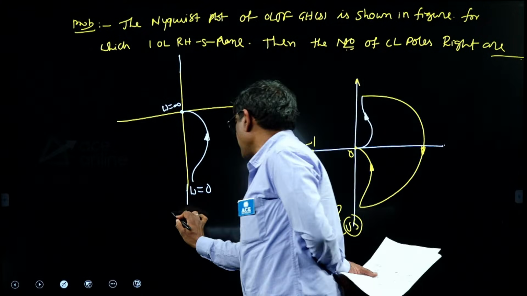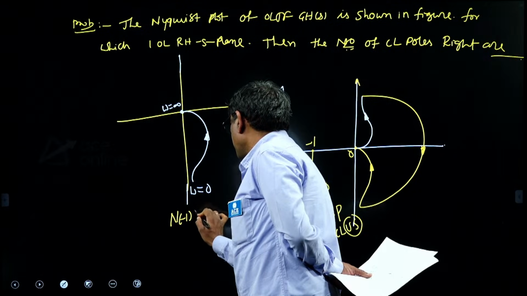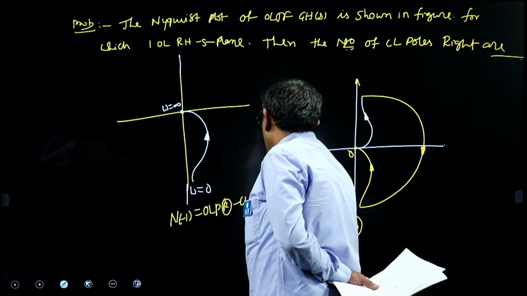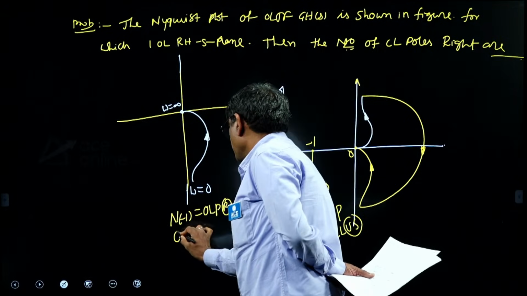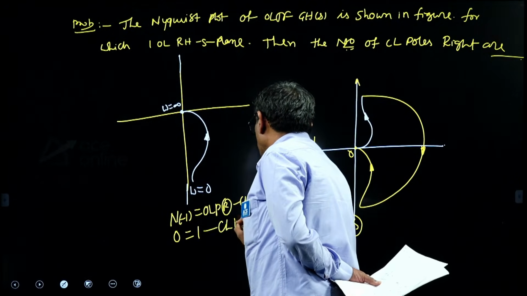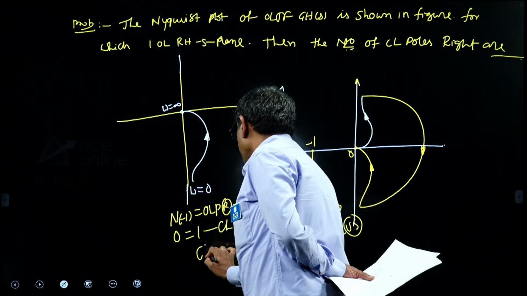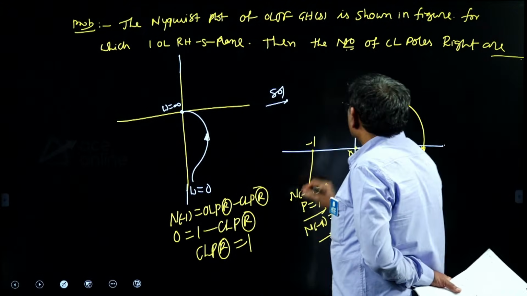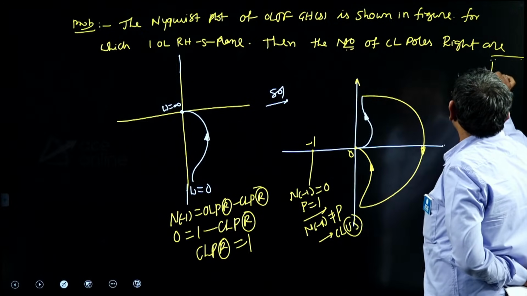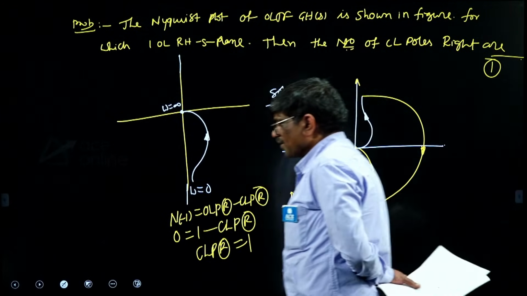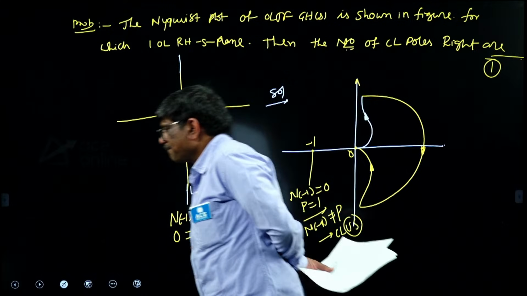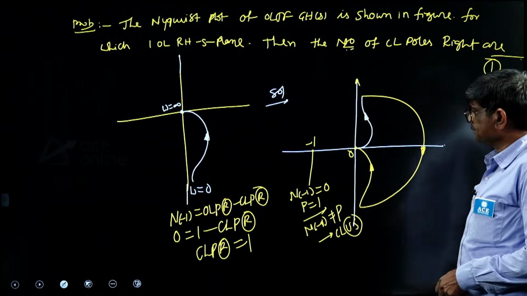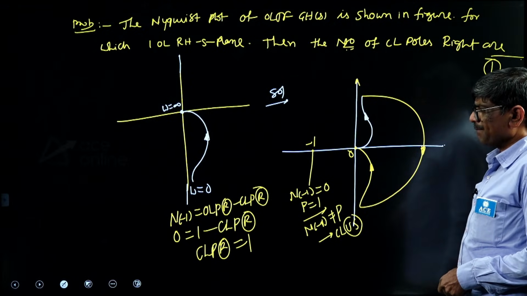Find the number of poles on the right. N about -1 equals open loop poles right minus closed loop poles right. So this is 0, this is 1. Closed loop poles right, how many? Closed loop poles right equal to 1. So the answer is 1. Is it clear?